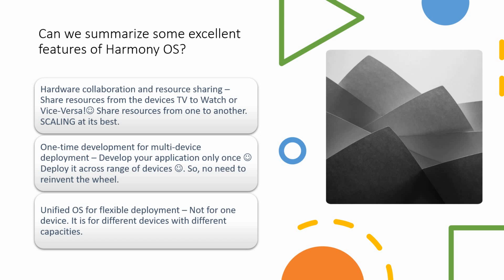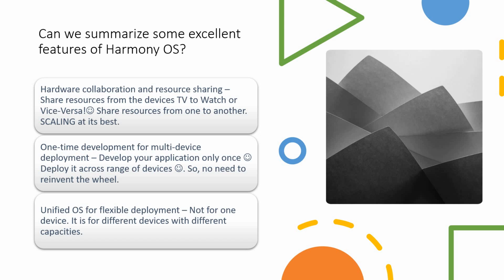Well, the next thing is one-time development for multi-device deployment. What is it? Very simple. You develop your application only once, just once. Deploy it across a range of devices. So you do not have to reinvent the wheel every time, and it's there. Just use it. Simple. And the next one is unified OS for flexible deployment. A very important point to understand is it is not for just one device. It is for different devices with different capabilities and capacities. It's going to be for multiple devices. It's not going to be for only one.